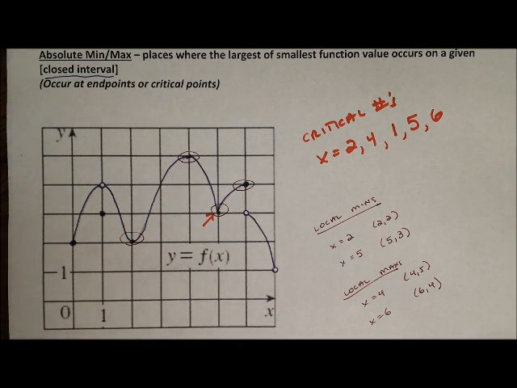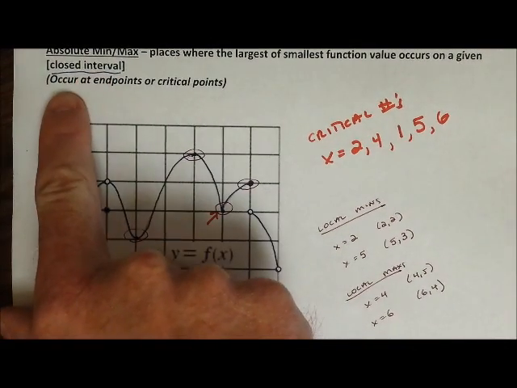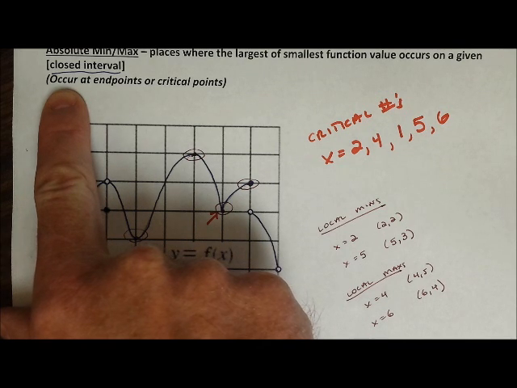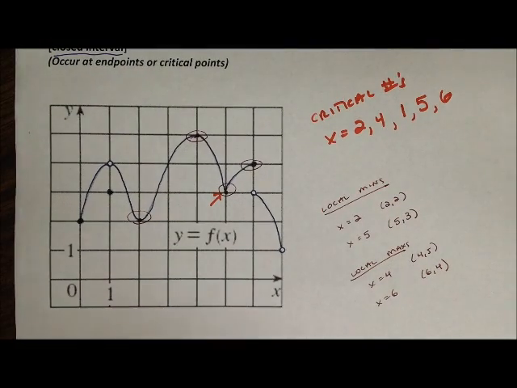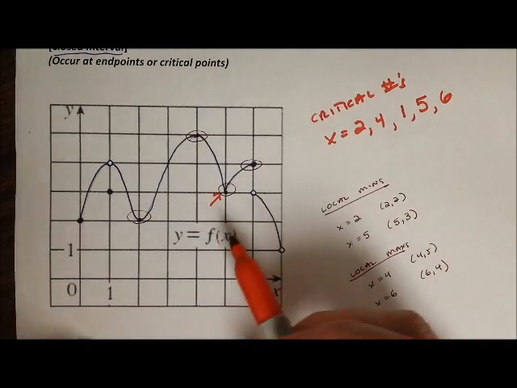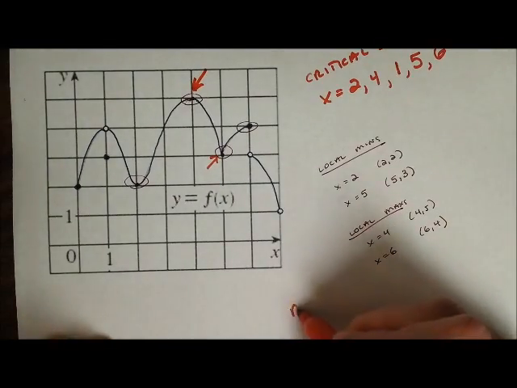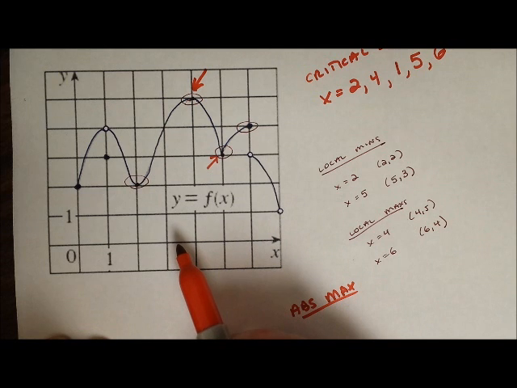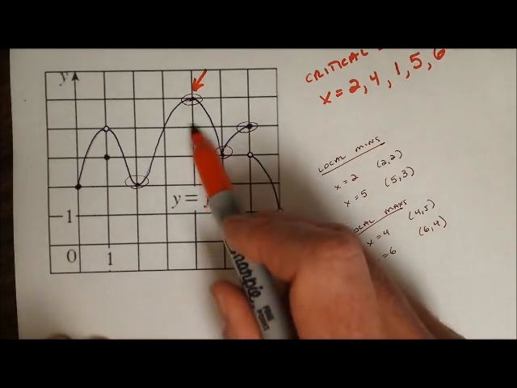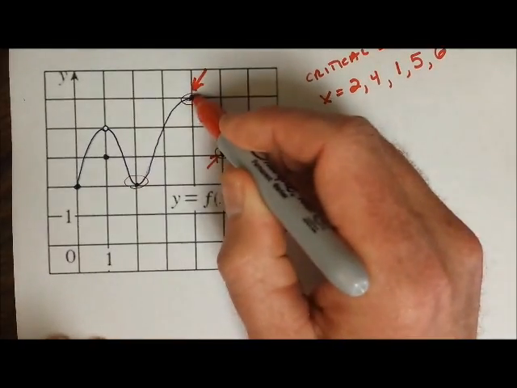And then lastly, our absolute minimum and maximum values. Notice this is a closed interval, so there's only going to be one absolute max and one absolute min. It's either going to occur at an endpoint or a critical point. So what's the absolutely highest point of this function? I see that right here. Our absolute max would have the coordinates, well, it's the same as our local max, (4, 5). And that is the single point that is the highest on the graph.